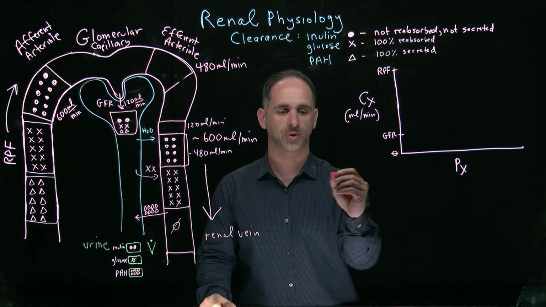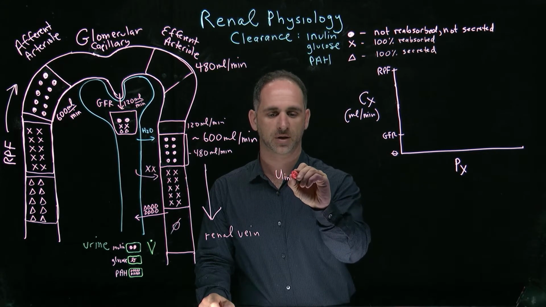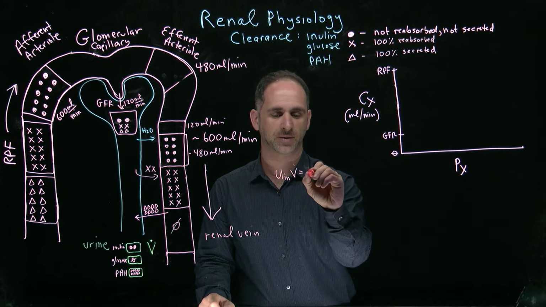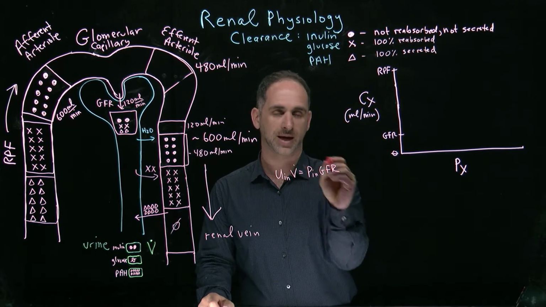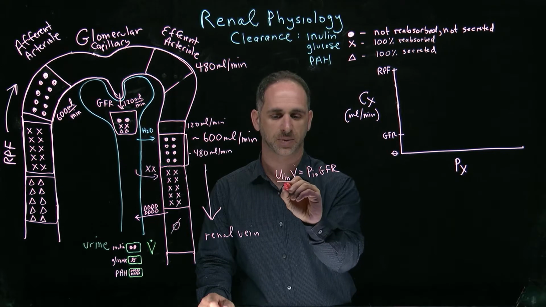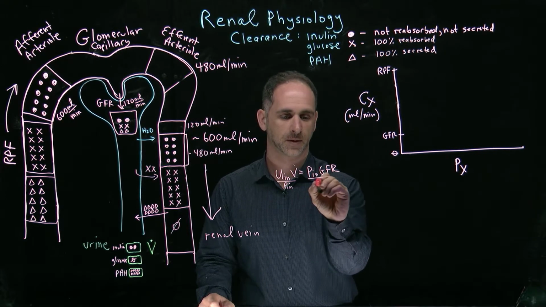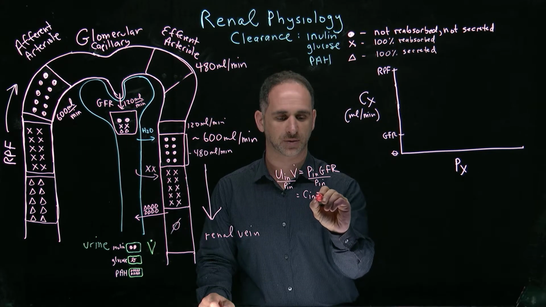So to refresh our memory, we have the urinary excretion of inulin is equal to the amount that was filtered, which is going to be P inulin times GFR. It's not handled by the kidney in any way, and that's all we have to consider there. And we divide both sides by P inulin, and we end up with the clearance of inulin is equal to GFR.